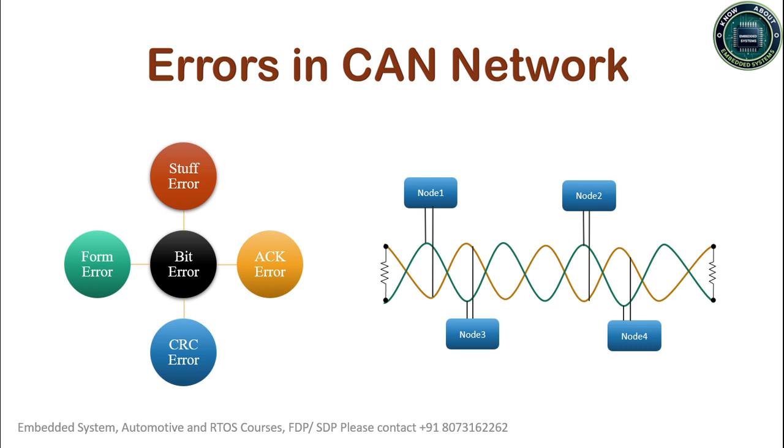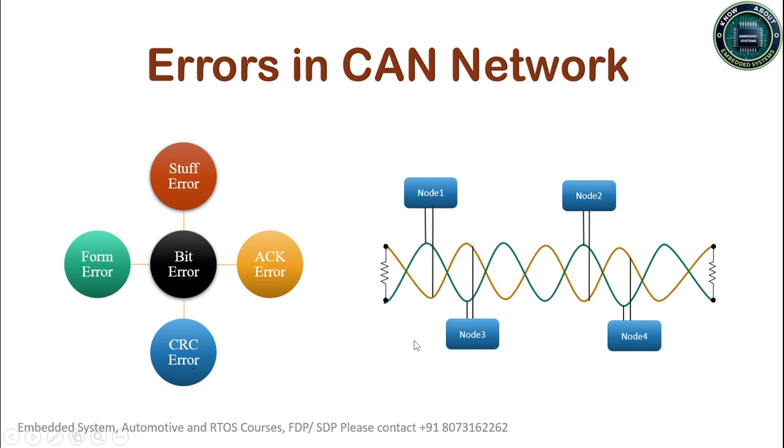So guys, in the previous video I have explained what is the CAN, what are the properties or characteristics of the CAN, what is the frame format. All those things I have explained, and today we will discuss one of the important topics called errors. There are totally five types of errors you can find in our CAN network. They are named like this. One is bit error, stuff error, form error, acknowledgement error, and CRC error.